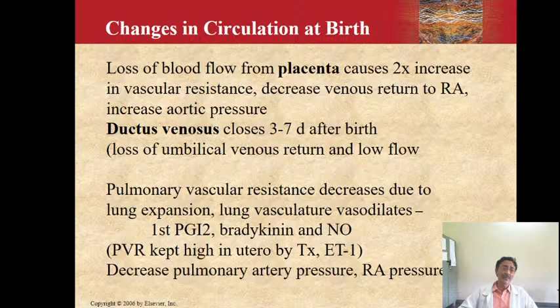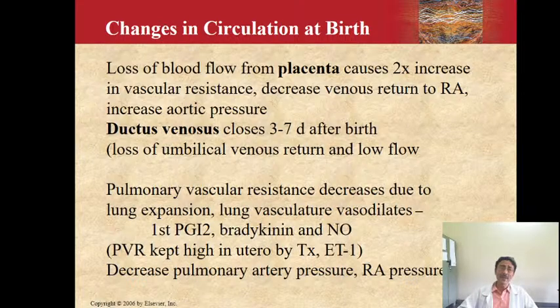Now, as I said, the pulmonary area becomes a low vascular area or a low pressure area. Why does it become a low pressure area? The pulmonary vascular resistance decreases because there is now lung expansion taking place. Initially the lungs were collapsed and offering very high resistance, but now after the child is born, the elasticity is increased. There is an expansion of the lungs taking place.